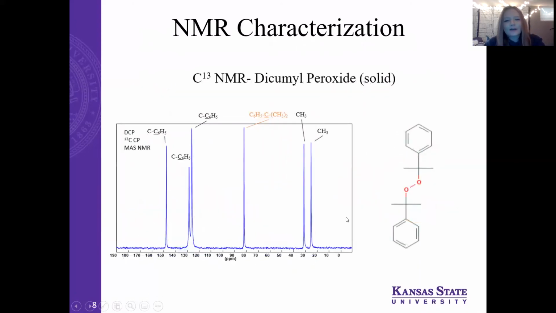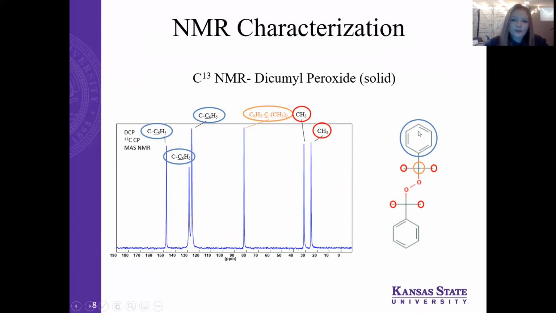Our next NMR is a carbon-13 NMR for dicumyl peroxide, a solid. And once again, based on the literature and my own research, we can see that the peaks correspond to our predicted structure for dicumyl peroxide. We've got our carbons in the benzene ring here, a carbon in the center here bonded to the benzene ring and the two methyl groups, and of course we have our methyl groups.